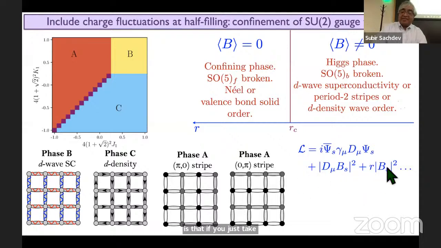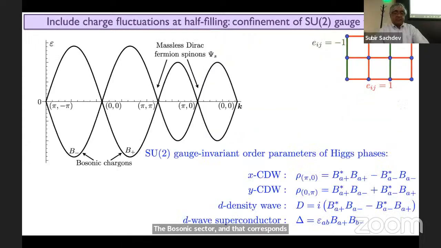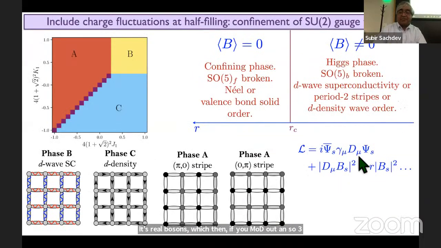if you just take this theory and the quartic terms are just right, this theory has two different SO5 symmetries. There's an SO5 symmetry in the bosonic sector, and that corresponds to the fact that there are four complex bosons, because there's the SU2 index and the valley index, which makes it eight real bosons, which then, if you mod out an SO3 gauge field, gives you an SO5 symmetry. And that's the same with the fermions too. So there's an SO5 cross SO5 symmetry, at least if the quartic terms are just right.